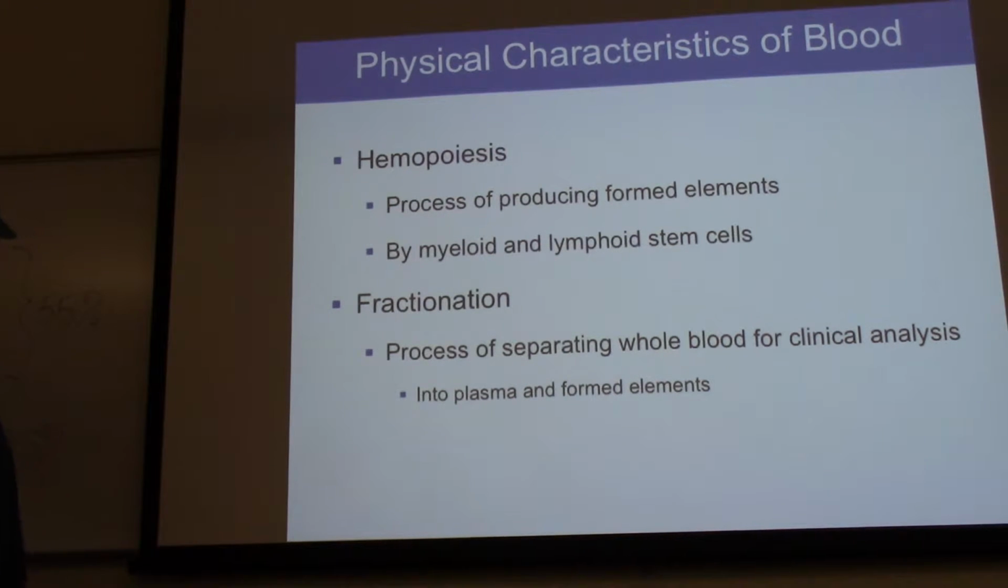Fractionation is what I just did over here. That's how we separate whole blood for clinical analysis into the plasma and the formed elements. By the way, when you donate a unit of blood at the blood bank, they're going to take the whole unit of blood out of you, but 99% of all the blood transfusions that are given in America are not given as whole blood. They only give the patient the bottom part, because usually that's all you need.